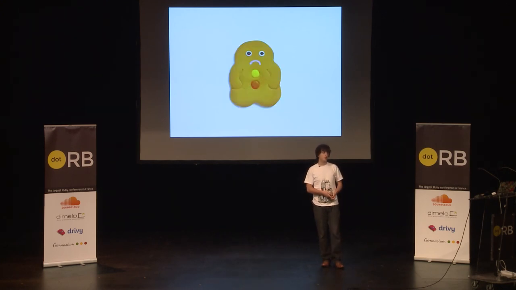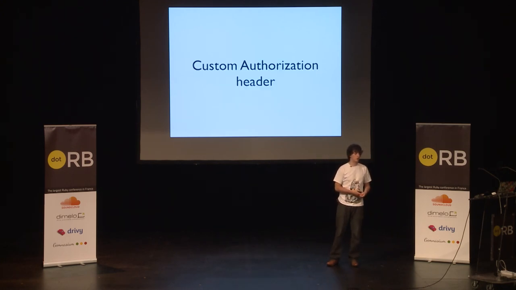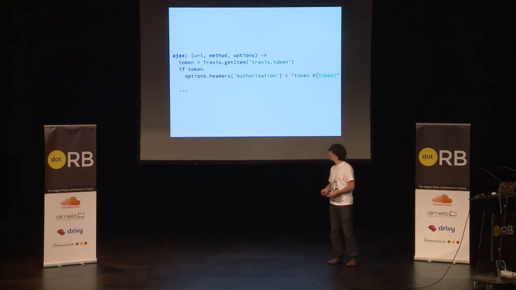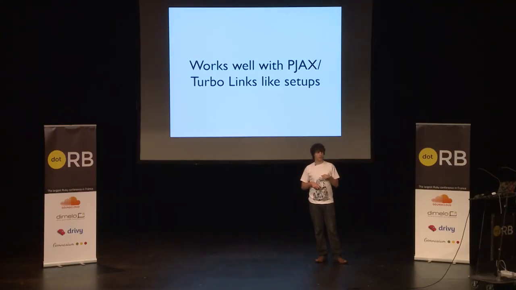What we do is use a custom authorization header. This is some code from Travis CI, where on every HTTP request from our client, we just set that header. That way, an attacker cannot trigger a request that will include the same header, and we store that in local storage. The big downside is it needs JavaScript. It works really well with Turbolinks, but it's not a real solution.